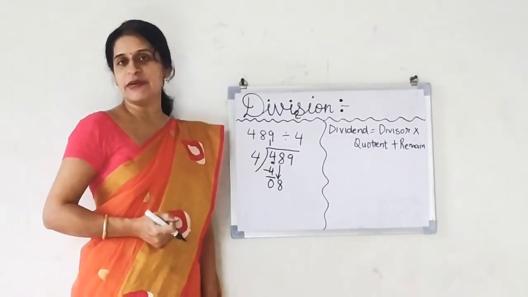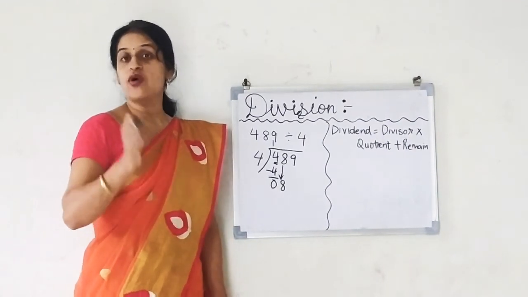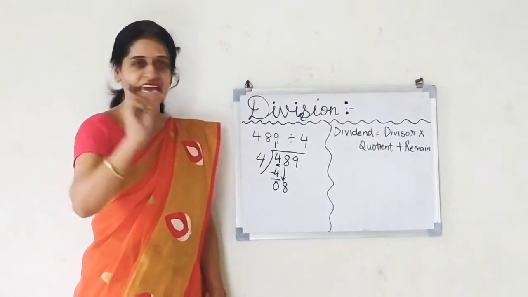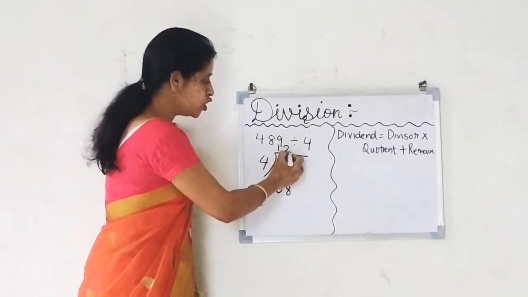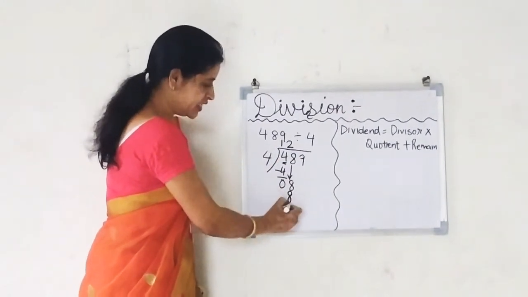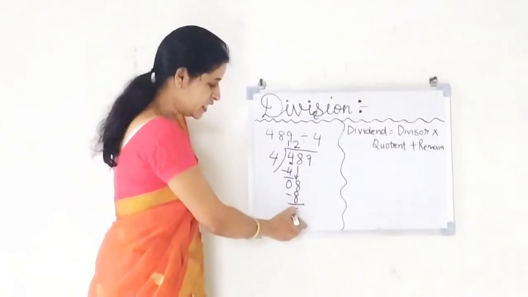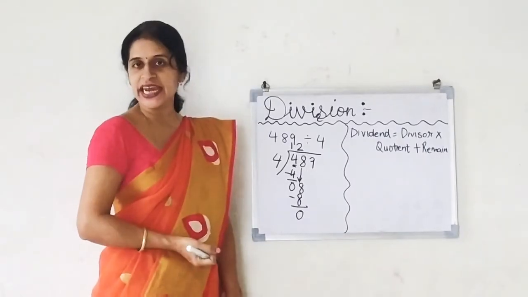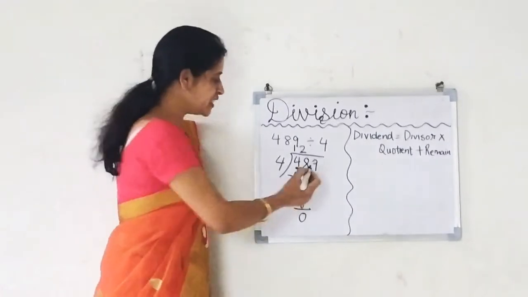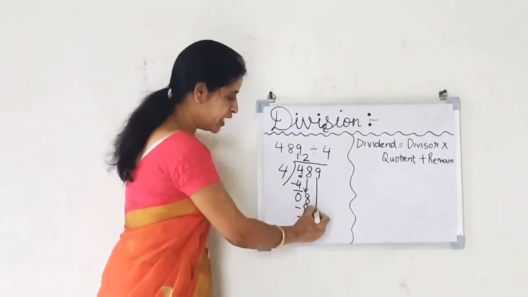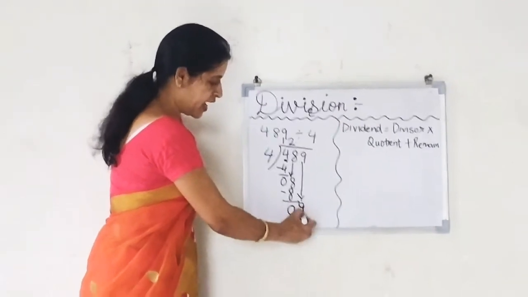Now let's see the table of 4. 4 ones are 4, 4 twos are 8. So 4 twos are 8. Again, 8 minus 8 is what? 8 minus 8 is 0. Now which is the next number we will bring? The next number will be our number 9.